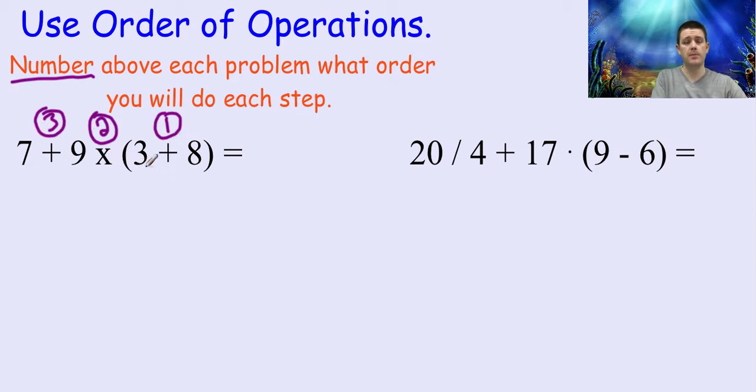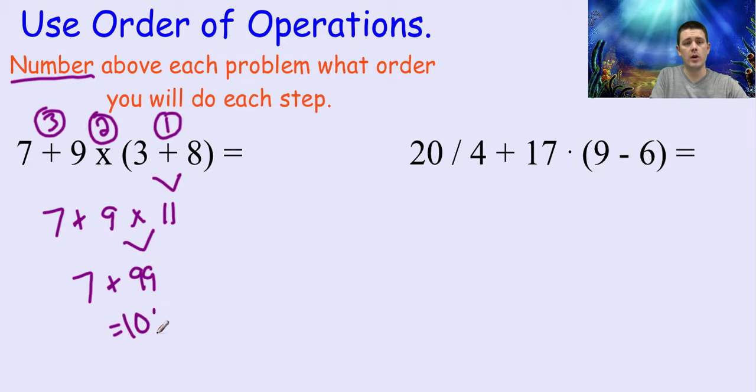So let's do the problem. 3 plus 8 is 11. Rewrite the rest of it. Then we said we're going to take care of that multiplication. So 9 times 11 is 99. Rewrite the rest of it, and then finish with the addition. 7 plus 99 is 106. So sometimes planning ahead can make the problem a little bit easier for us. So let's do the same thing over here.